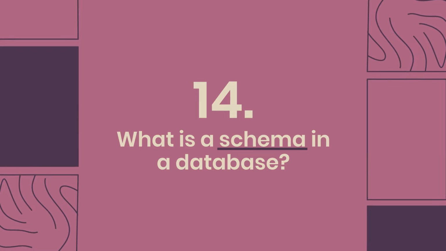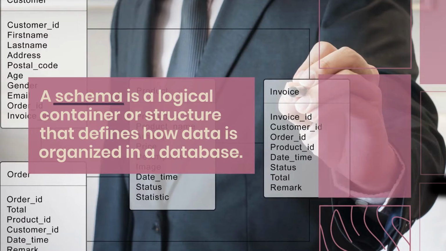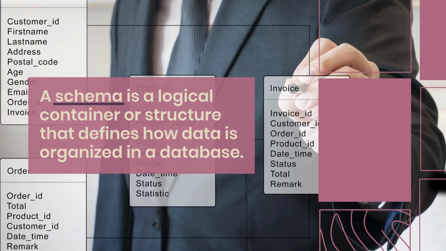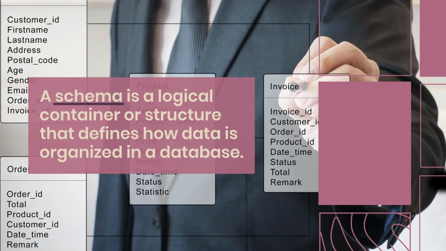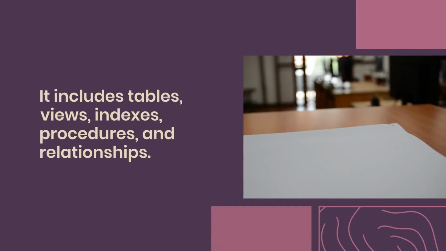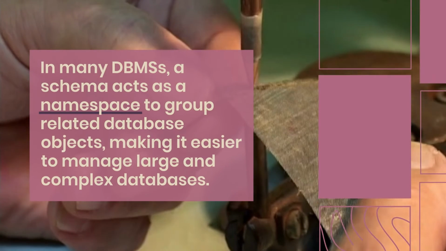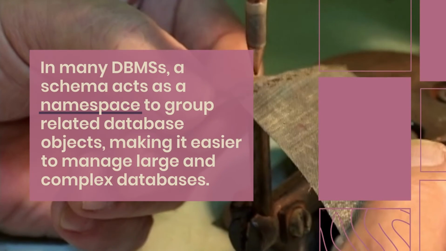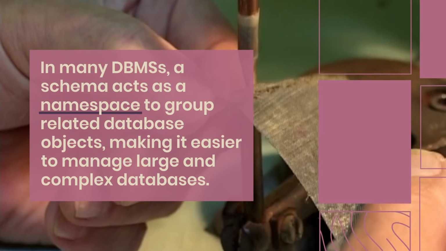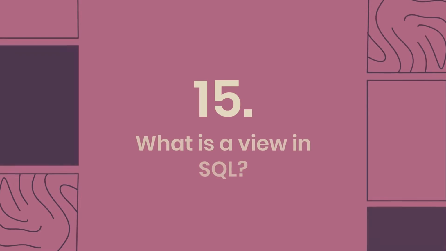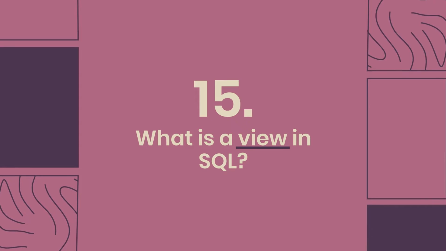14. What is a schema in a database? A schema is a logical container or structure that defines how data is organized in a database. It includes tables, views, indexes, procedures, and relationships. In many DBMSs, a schema acts as a namespace to group related database objects, making it easier to manage large and complex databases.